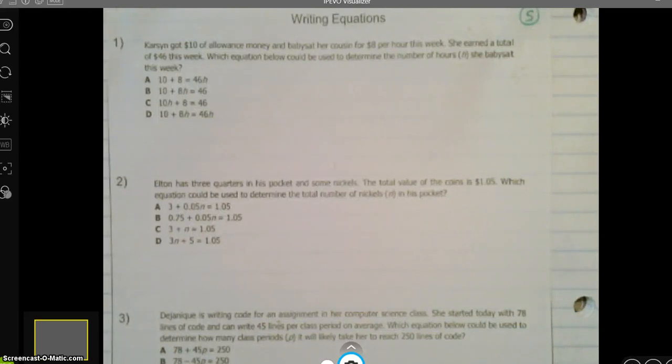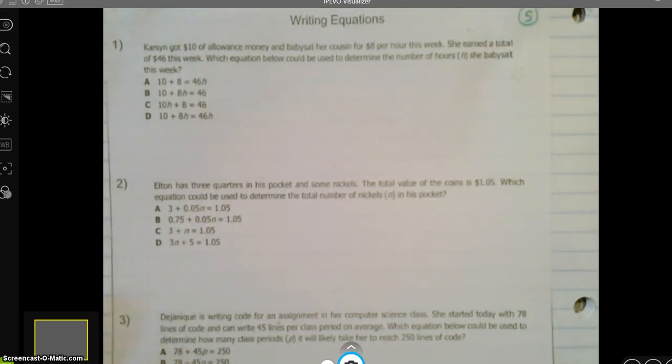Hey guys, we are going to practice writing equations. So we have some word problems here. I don't want you to freak out because we're going to talk about ways that we can break these problems down into something that makes more sense.